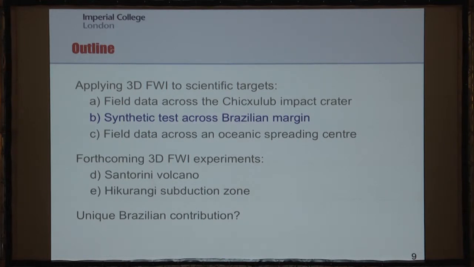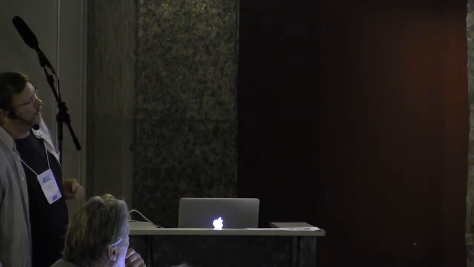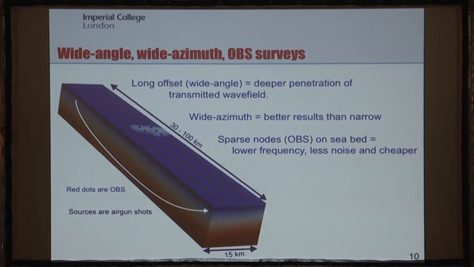We hope one day that somebody will shoot the data. So this is a purely synthetic test. The sort of acquisition geometry we've got is shown here. It's fairly sparse. For the Brazilian model, it's about 15 kilometers in the cross-line direction. It's actually a bit longer than 100 kilometers in the inline direction, and it's got fairly sparse OBSs. I think we used about 300 to 400 ocean bottom nodes in the Brazilian case, and fairly tight air guns in this synthetic study.